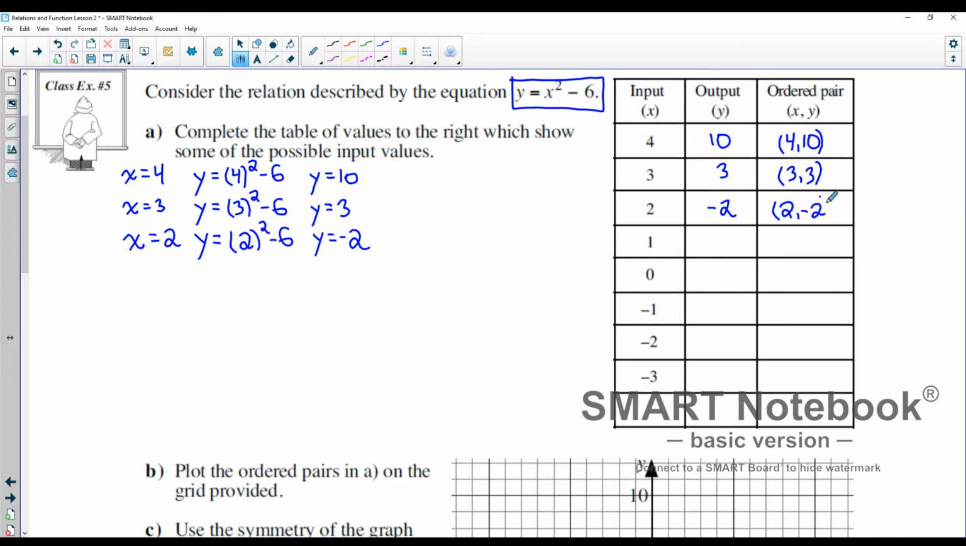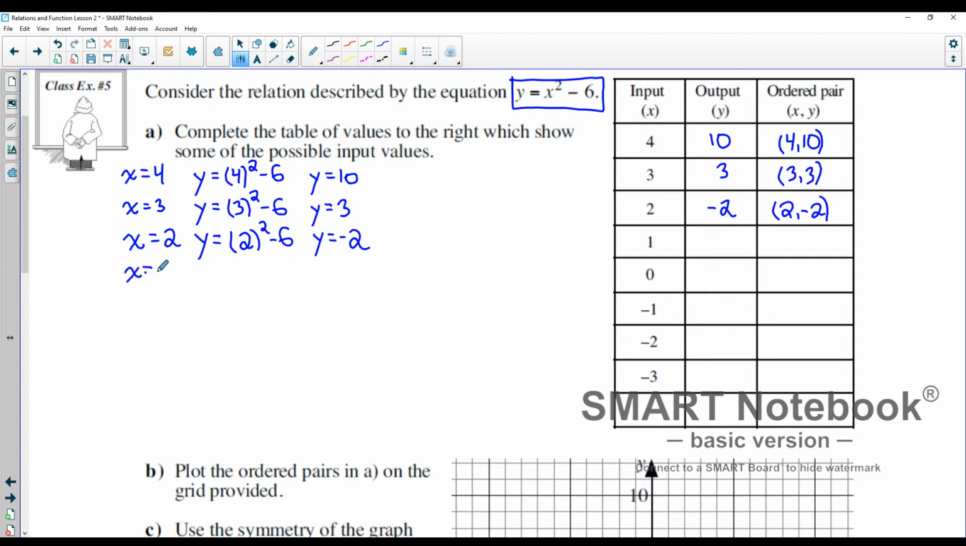At this point, you might be wondering if you can fill the rest of the table in just by identifying a pattern. Not for this relation, because the problem here is that as your input values decrease by 1, so you go from 4 to 3, 3 to 2, 2 to 1, your output values don't change by the same amount. Because when you go from 10 to 3, you subtract 7. And then when you go from 3 to negative 2, you only subtract 5. To easily identify a pattern, you want it to change by the same amount. So to get the rest of the outputs, we're just going to have to plug the numbers into the equation.